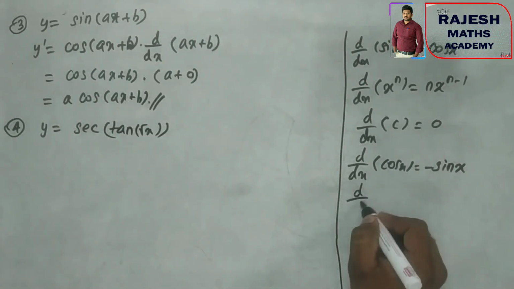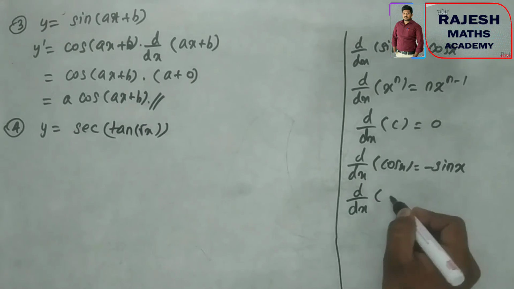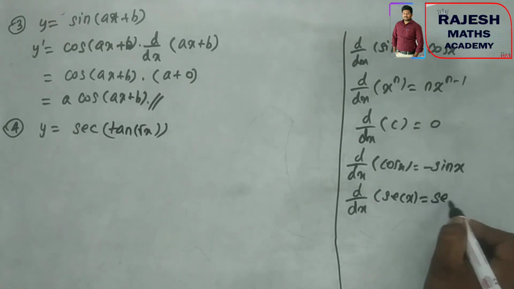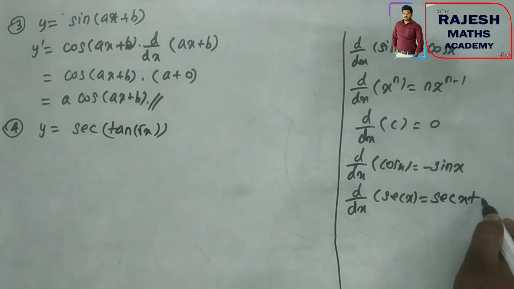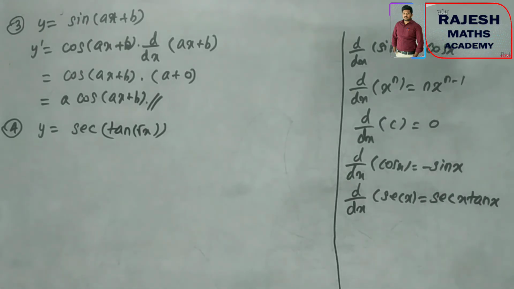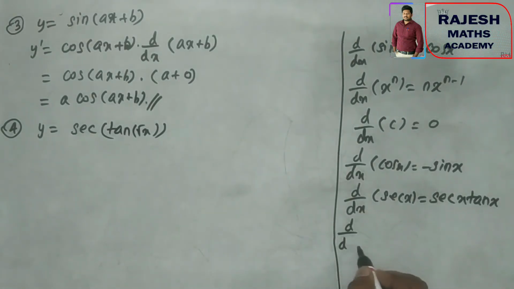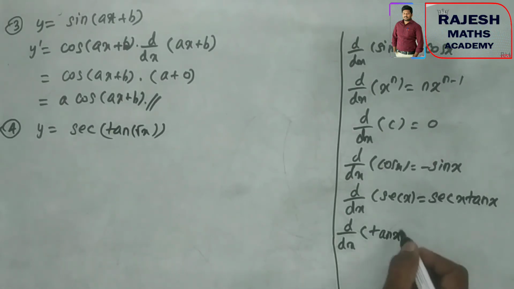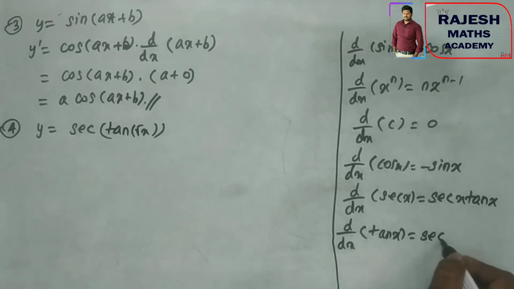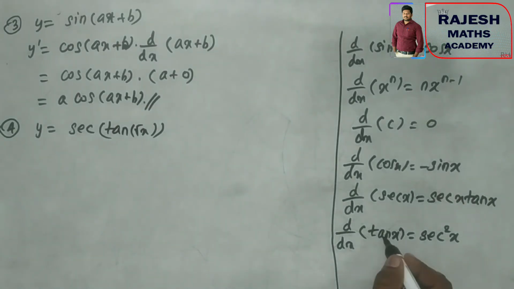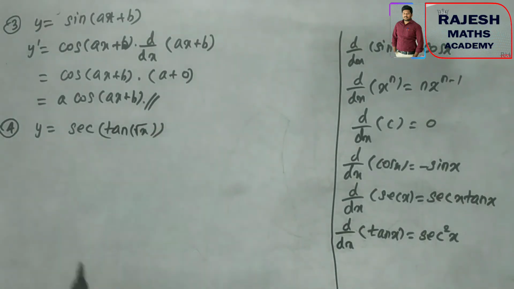So we have to see two or three more formulas. What is that? d by dx of secant x equals secant x tan x. Clear? Next, what is the value of differentiation of tan x? d by dx of tan x equals secant square x. Clear? One more thing, we have to know the differentiation of root x.